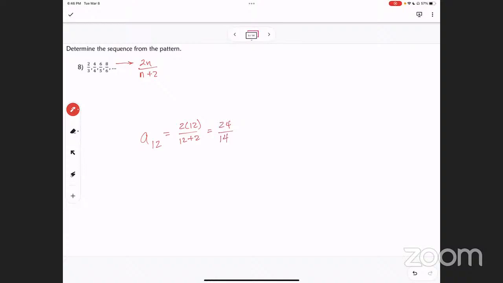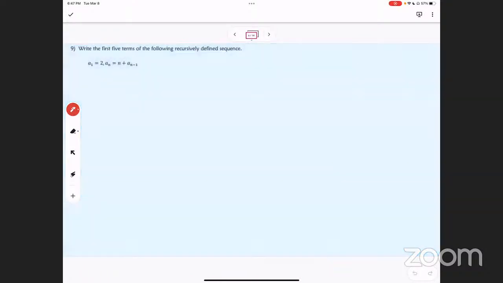Well, a recursive sequence is where you're defining a term based upon the previous term. So this is called an explicit formula. Let me write it out. A sub n equals 2n over n plus 2. That's how you should write it out. This is the explicit formula. It's a formula based on n. A recursive formula means that you're defining it based upon previous terms.